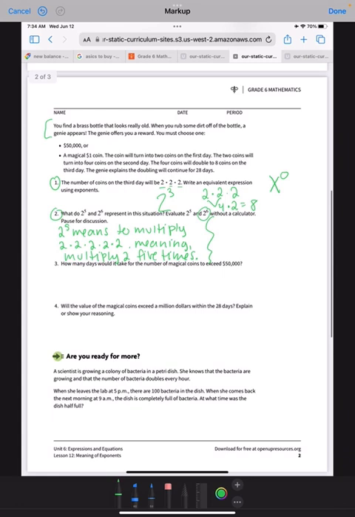Then it says evaluate without a calculator. I'm going to ask you to just solve 2 to the 5th power. 1, 2, 3, 4, 5. And I'm going to give you a second to do that.